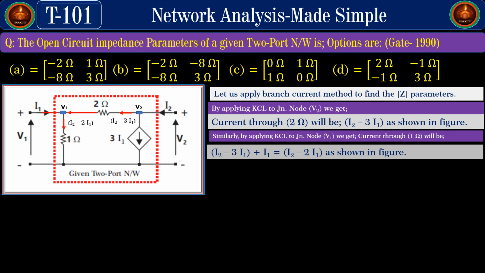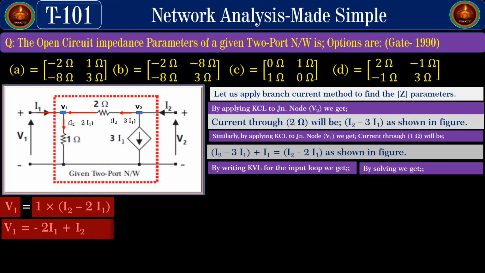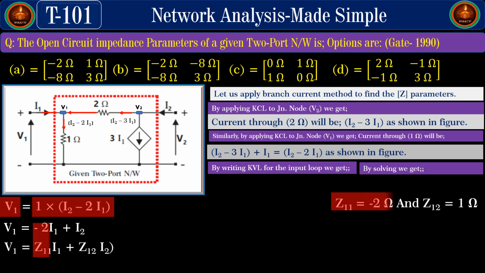Now, we have found all the branch currents and hence by writing the KVL for the input loop, we get V1 is equal to 1 into (I2 minus 2I1). By solving the simple equation, we get V1 is equal to minus 2I1 plus I2. By comparing this equation with the standard input equation of Z parameters, we get Z11 is equal to minus 2 ohm and Z12 is equal to 1 ohm.